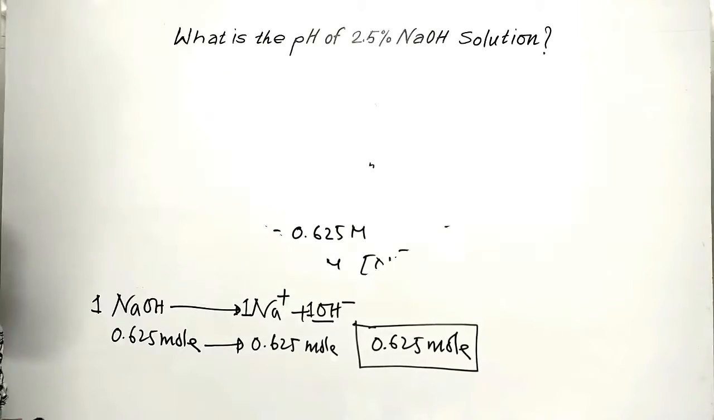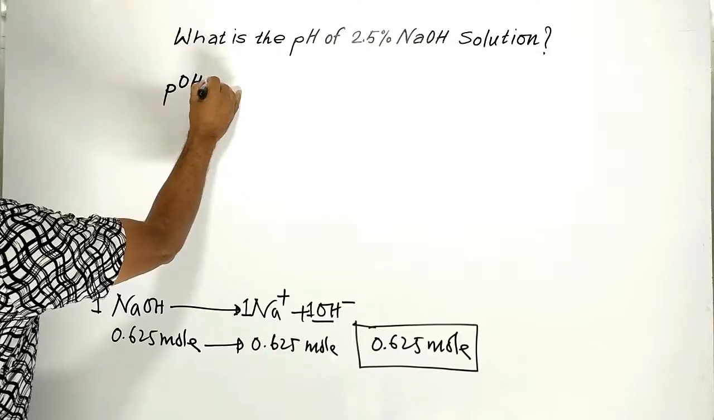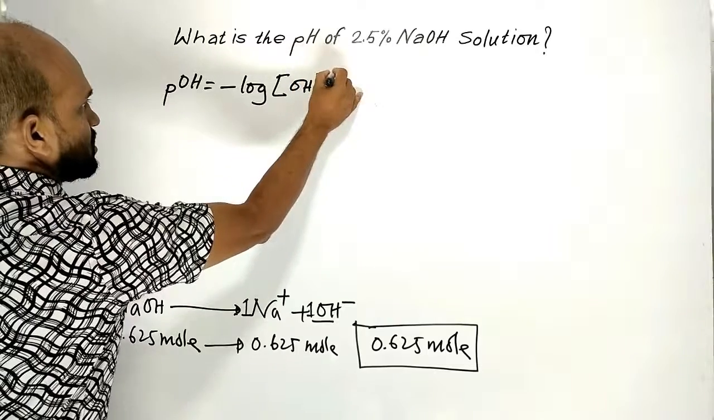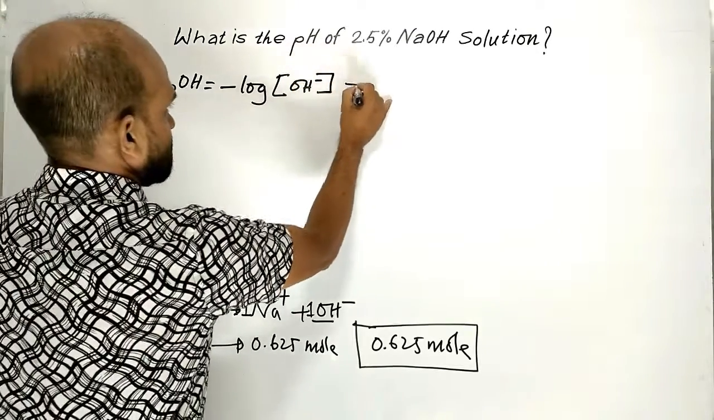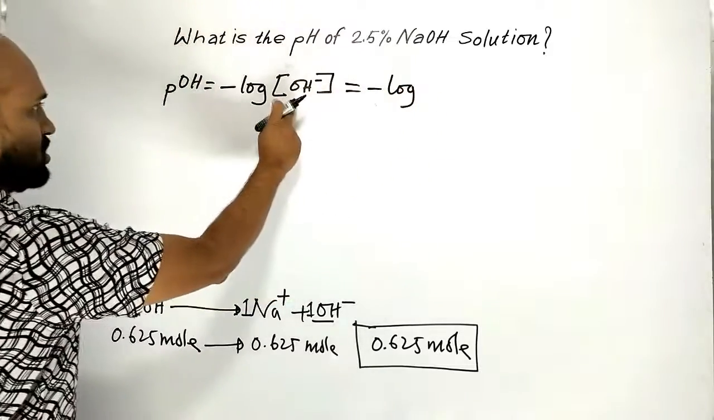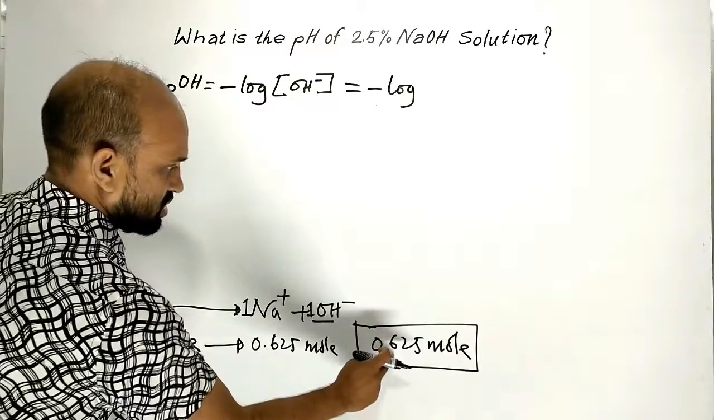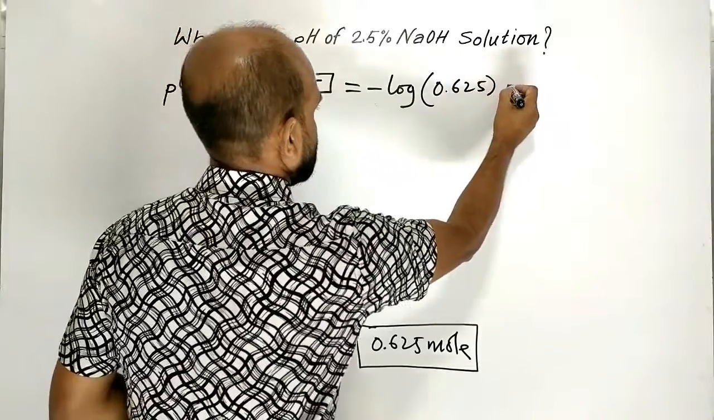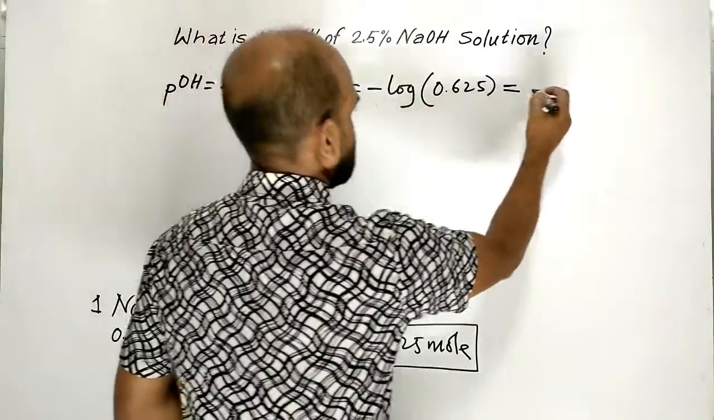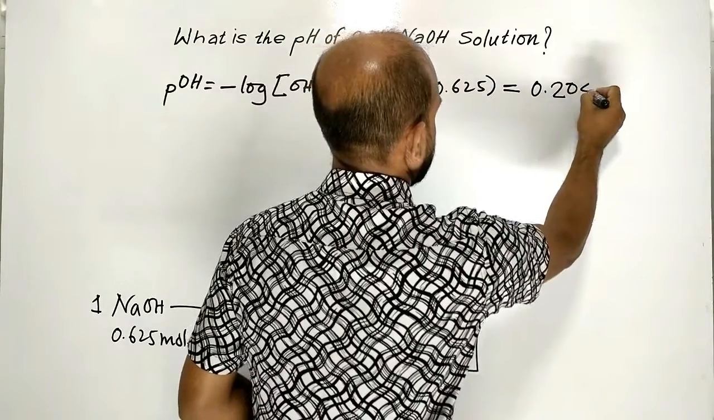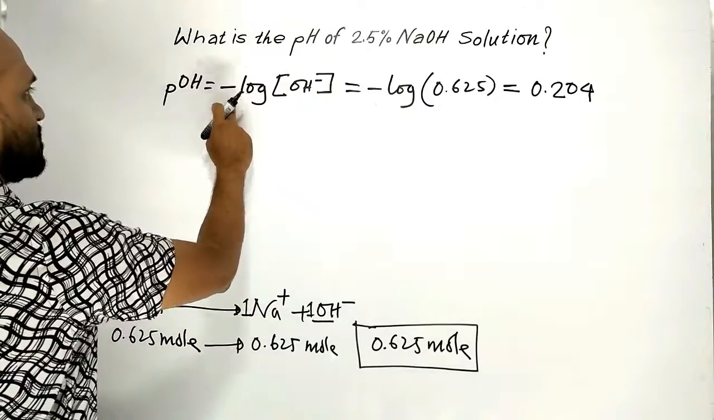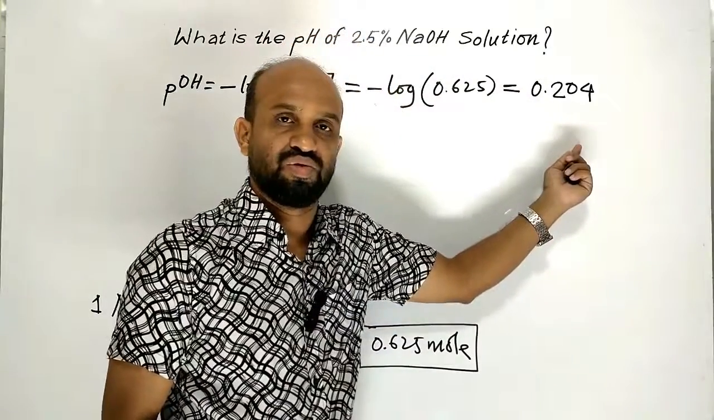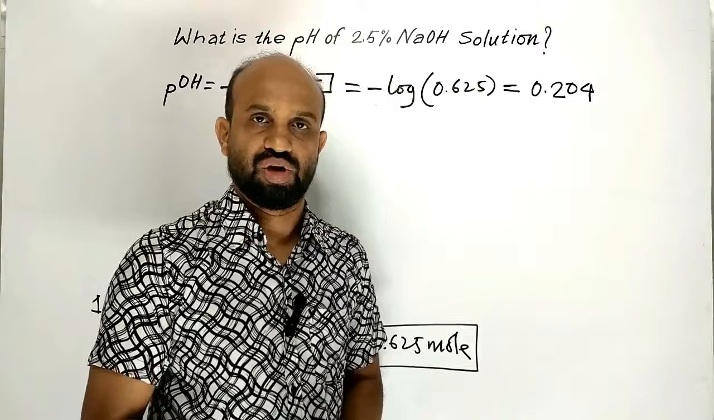Let's proceed. We know pOH is equal to minus log of concentration of hydroxide ion. Minus log of concentration of hydroxide ion is actually this value, 0.625, which is 0.204. That means minus log of hydroxide ion concentration is equal to 0.204, which is the value of pOH.